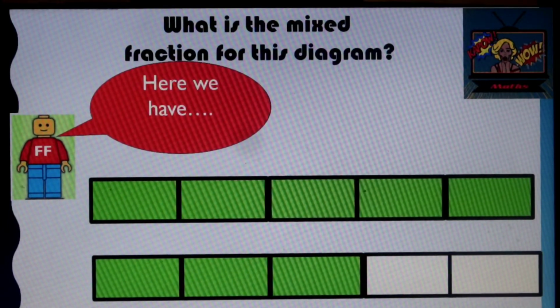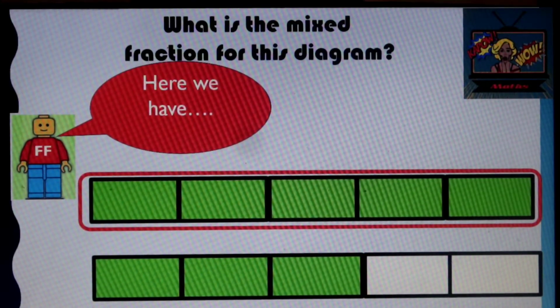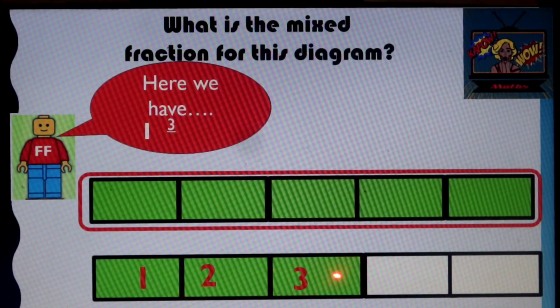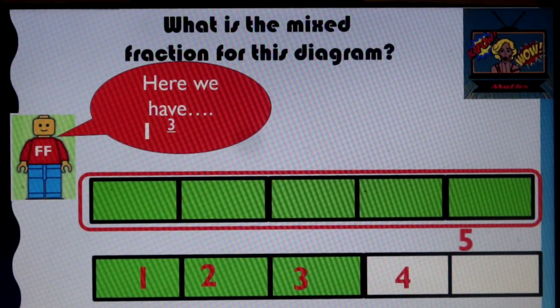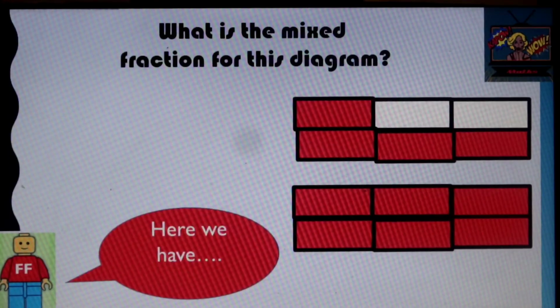What is the mixed fraction for this diagram? So here we have, yes, you've guessed it, we've got 1 whole, so that becomes 1. How many green are in the other one? This is not a complete whole one, so let's go. So we've got 1, 2, 3. So we've got 3 there, so that's going to go in our numerator. But how many do we have all together? We've got 4, 5, yes. So now that becomes 1 whole and 3/5. Excellent. Okay, let's go to the next one.